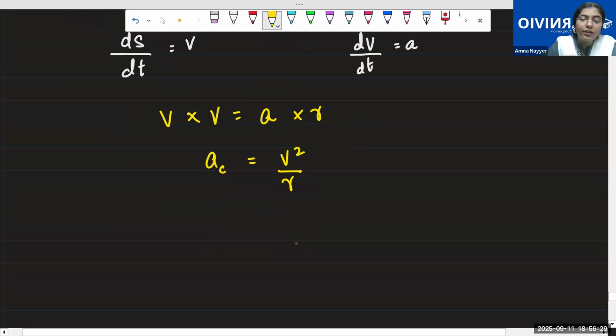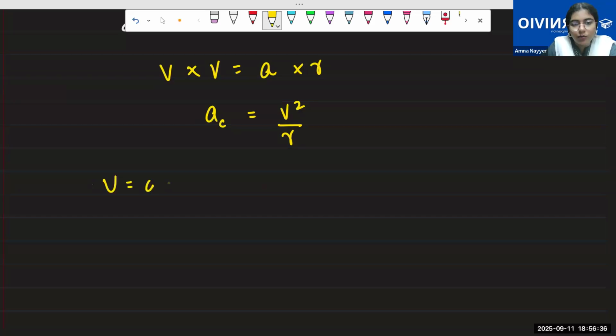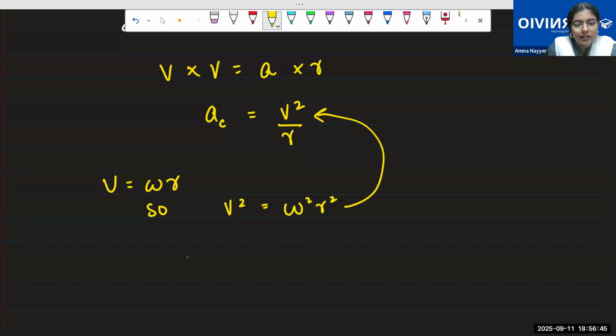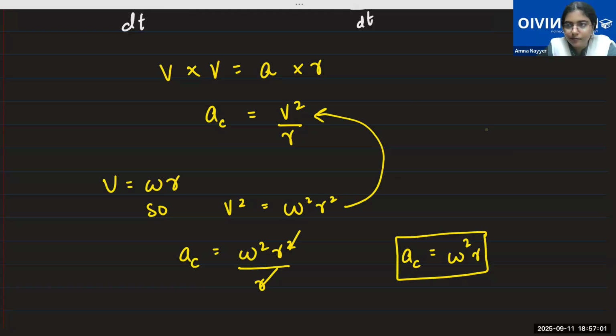Now we have to introduce angular speed. Angular speed, linear velocity, and radius are connected: v is equal to omega r. So v square is equal to omega square r square. When we put this value over here, centripetal acceleration will be omega square r square divided by r. One radius will cancel. Centripetal acceleration is equal to omega square r. Relationship established. Entire derivation. Clear?